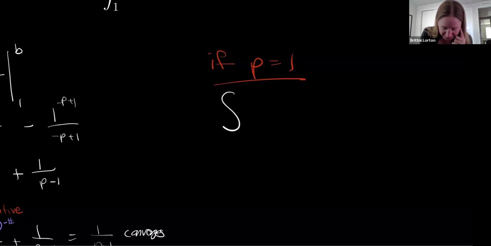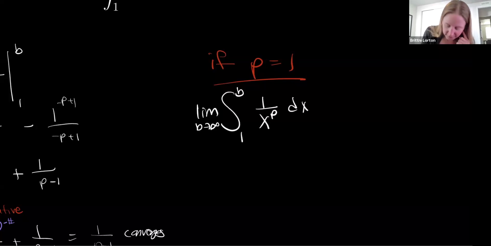So I'm going to have now the integral from 1 to infinity, which I've turned into the limit notation, of 1 over x to the p, but in this case, p is 1.